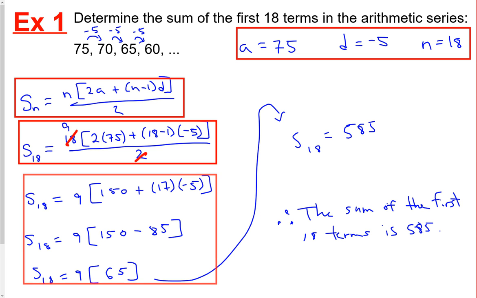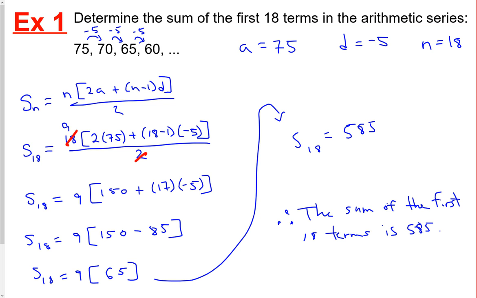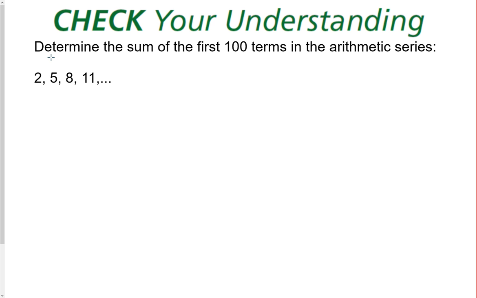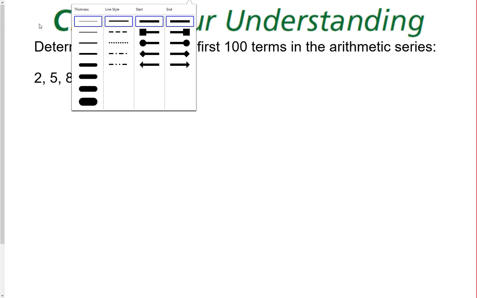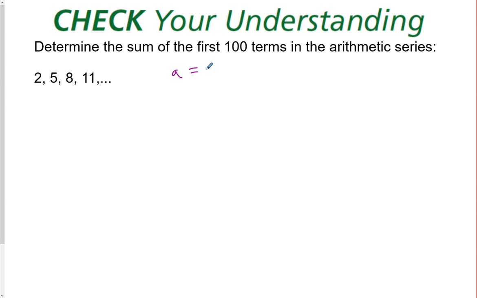Okay, so that's what I'm going to ask you to try and do right now. Here we go. So first thing we want to do, let's see what we know. When you were looking at this, you would have said, okay, a couple things I need to know. I need to know my first term. My first term is 2. I need to know my common difference. It's going up by 3 each time. So my common difference is going to be 3. I also need to know my number of terms is 100. I'm supposed to find the sum of the first 100.